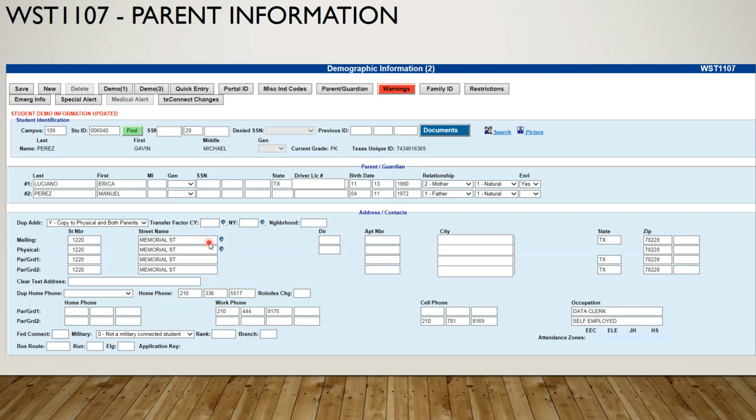You could start with like the first 3 or 4 letters of the street and then click on the radio button. Next would be the home phone number. Again, if they have the same home number, you can default this to a duplicate home phone as yes. Any work information, cell phone, and their occupation.